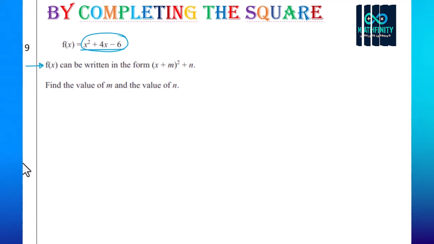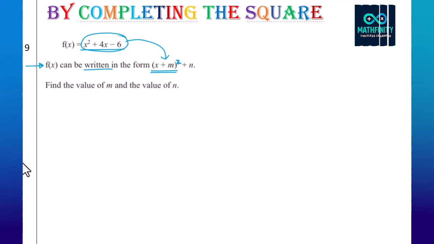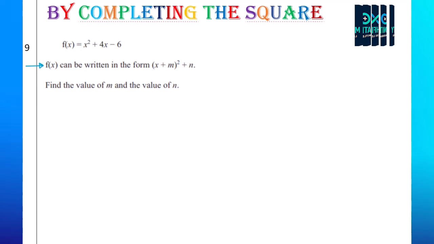f of x is just the same as y. f of x can be written in the form of this. Look here, they closed something in a square. So this is the biggest hint that you have to use completing the square. Completing the square, something you should close in a square. Find the values of m and n. So what are the steps? Let's start this question. How to solve this question?